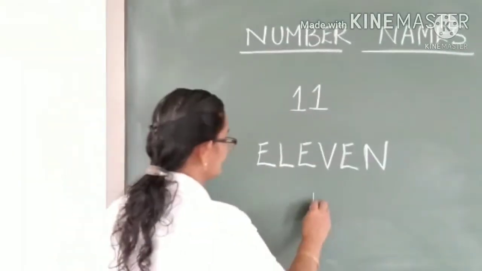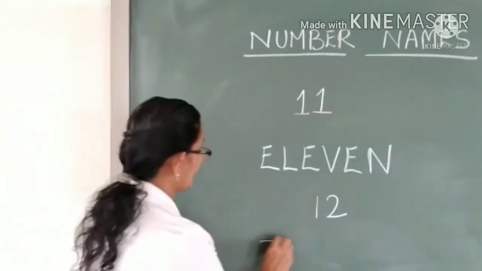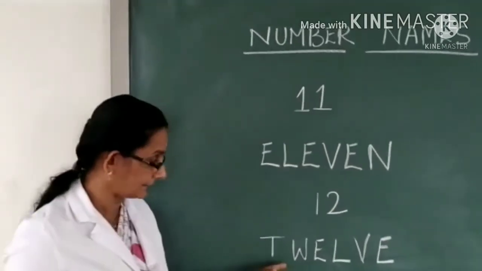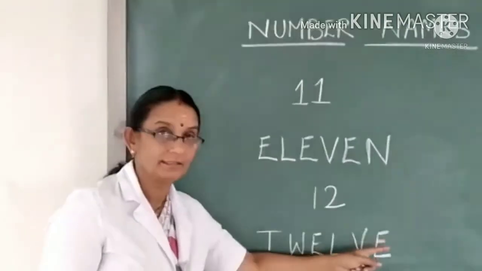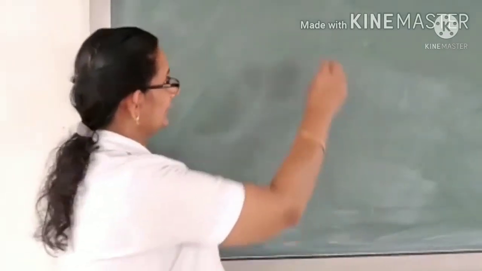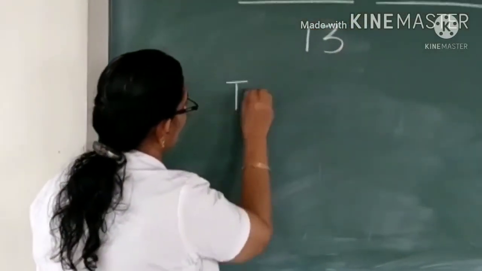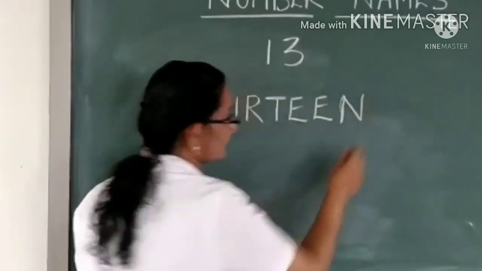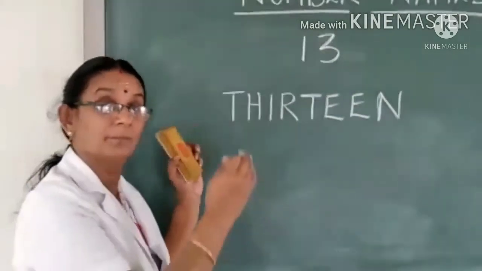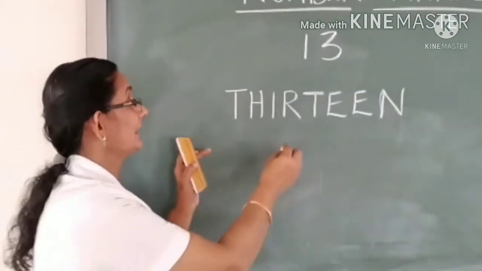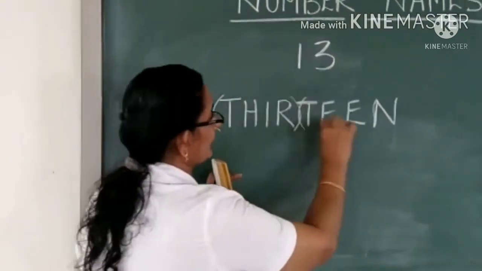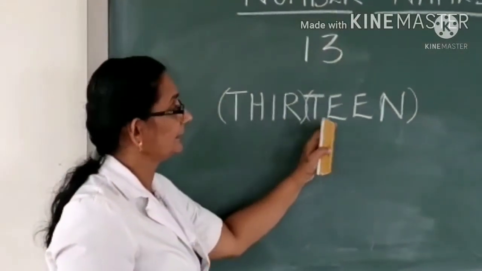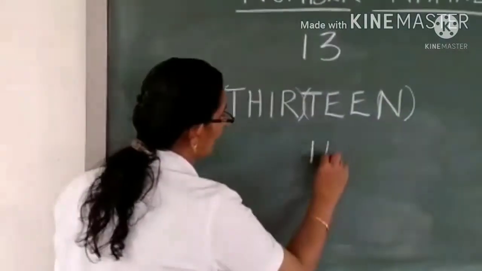Now let us see the spelling of 12. T, W, E, L, V, E. Now let us learn the spelling of 13. T, H, I, R, T, E, E, N. See, make the number names into two different parts and remember it like this: T, H, I, R and T, E, E, N. So the spelling of 13 is T, H, I, R, T, E, E, N.